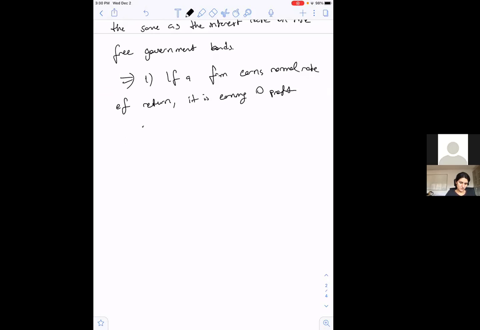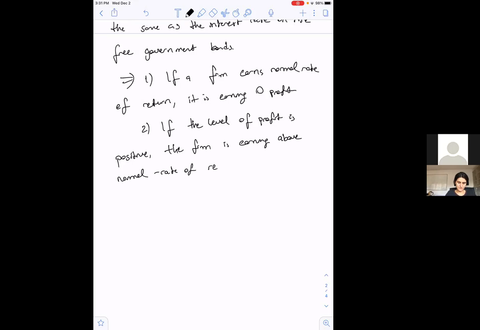If the level of profit is positive, the firm is earning above normal rate of return on capital.